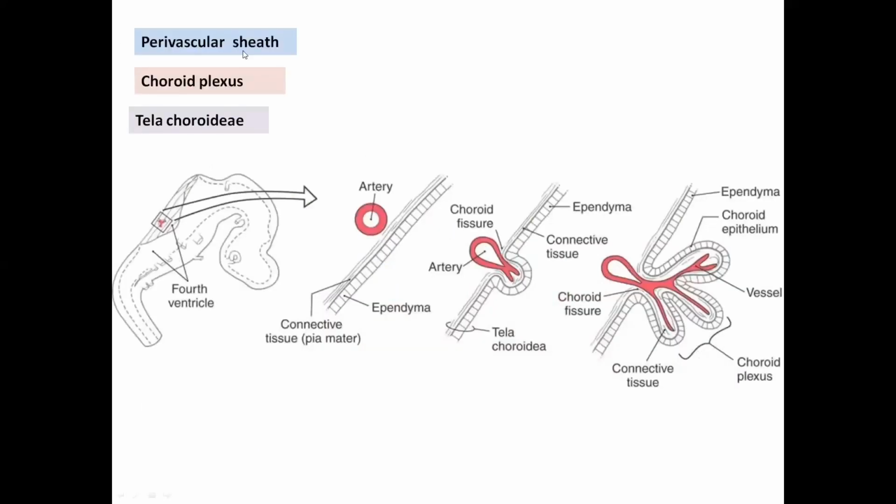I want to explain to you these three terms. Please follow me. So I told you the subarachnoid space contains the larger blood vessels. Now branches from these larger blood vessels will enter the brain substance. As it enters the brain substance, it carries a sheath of pia mater with it. This is called perivascular sheath.